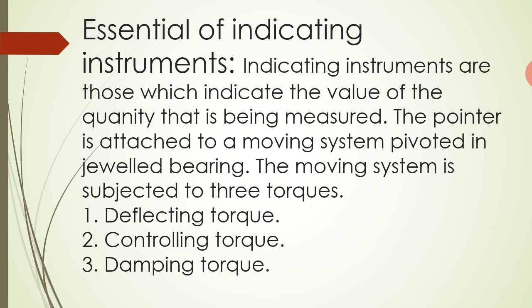The controlling torque ensures that currents of different magnitudes produce deflection of the moving system in proportion to their size. Without a controlling system, the pointer would swing indefinitely irrespective of the size of the current. Moreover, in the absence of controlling torque, the pointer, once deflected, would not return to its zero position on removing the current.